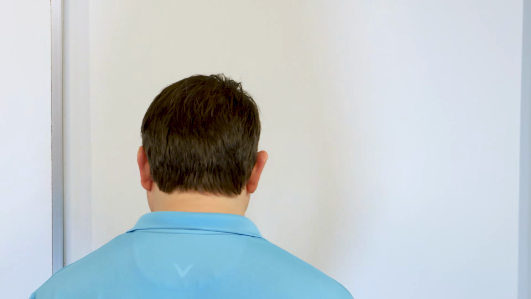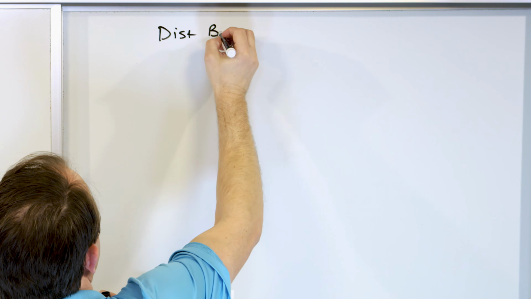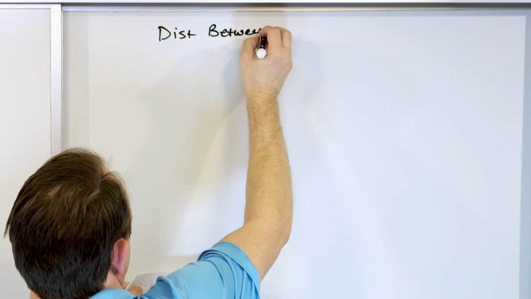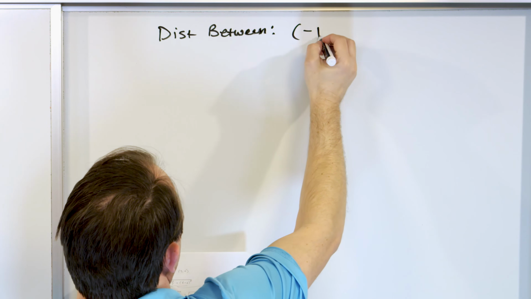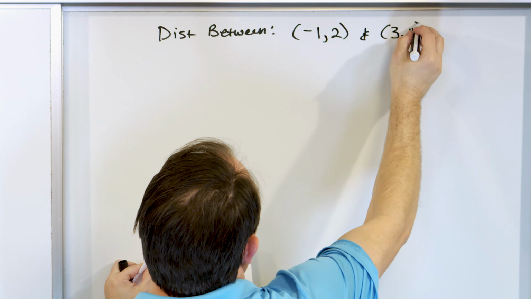All right, so now what we want to do is we want to use this distance formula to calculate a couple of things in algebra here. We want to find, as an example, the distance between the points -1, 2 and the point 3, 4.